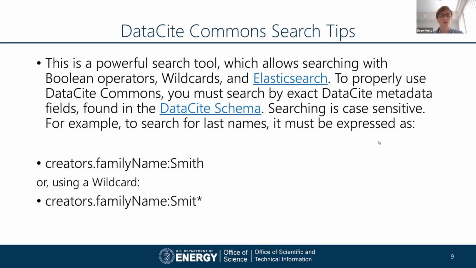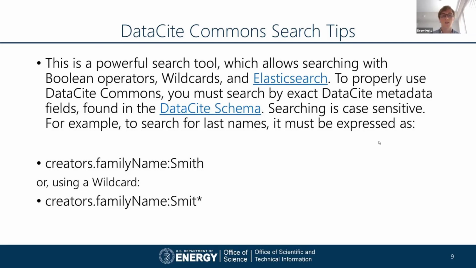searching. To properly use DataCite Commons, you must search by exact DataCite metadata fields found in the DataCite schema. We require you to submit in your API submissions specific OSTI fields, which may not be the exact same as the DataCite field. So you should look at the DataCite schema to make sure you're using those exact field names in your searches. Also, your searching is case sensitive.